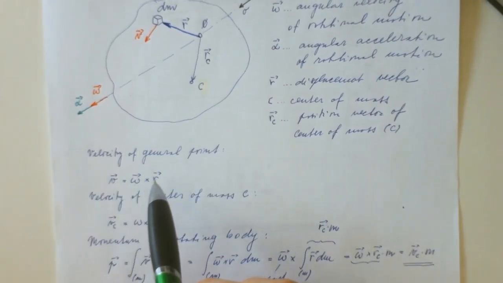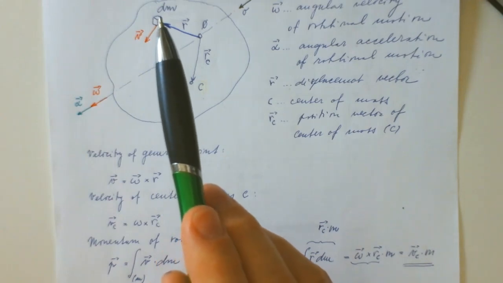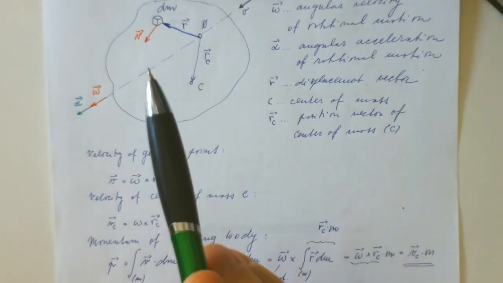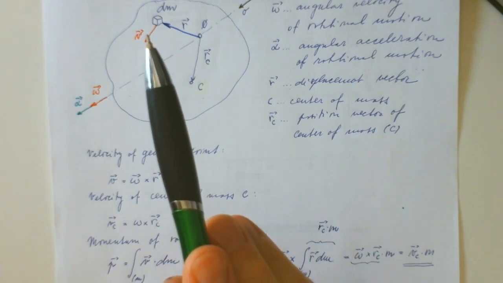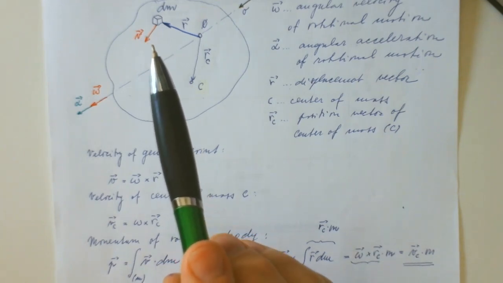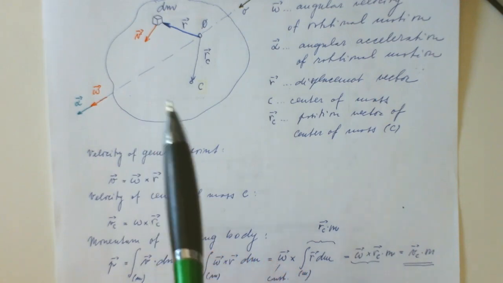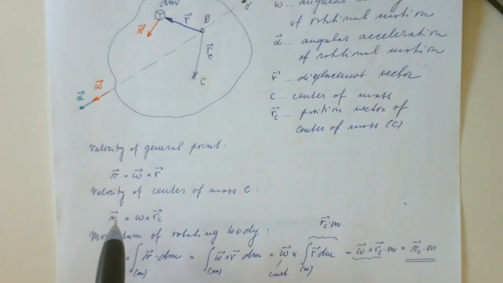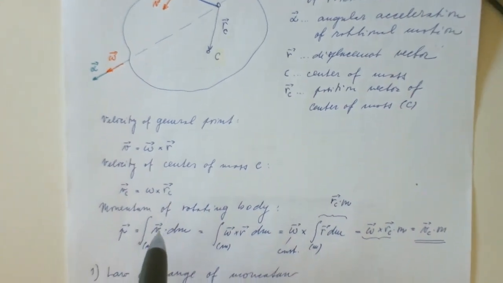The velocity of a general point or particle of the body dm is omega by r, and this velocity, the tangent velocity, is denoted as it is here. The velocity of the center of mass then is vC equal to omega by rC.